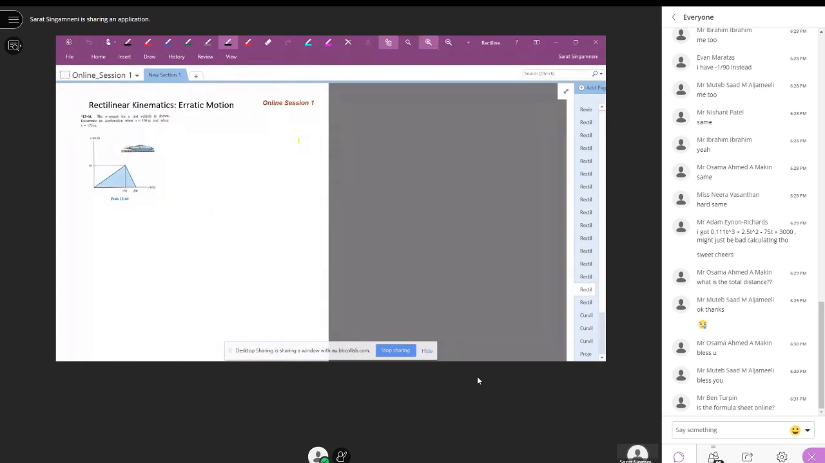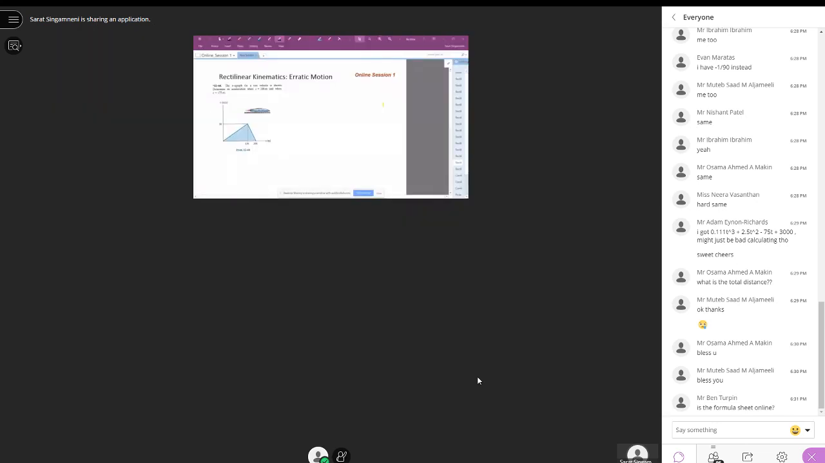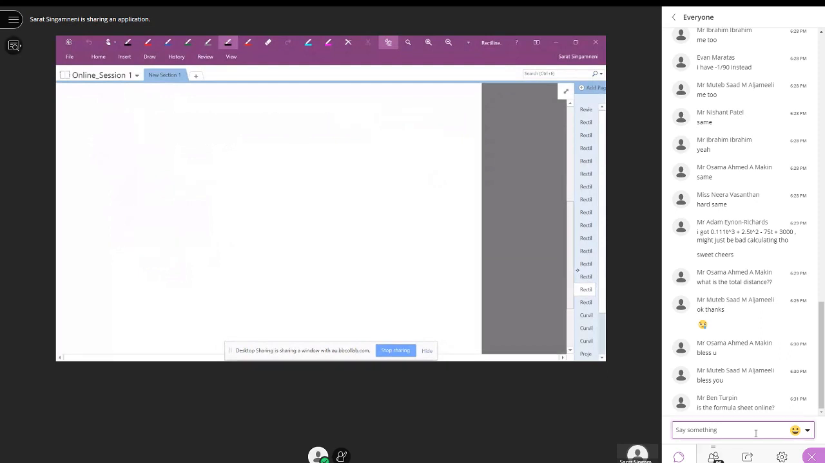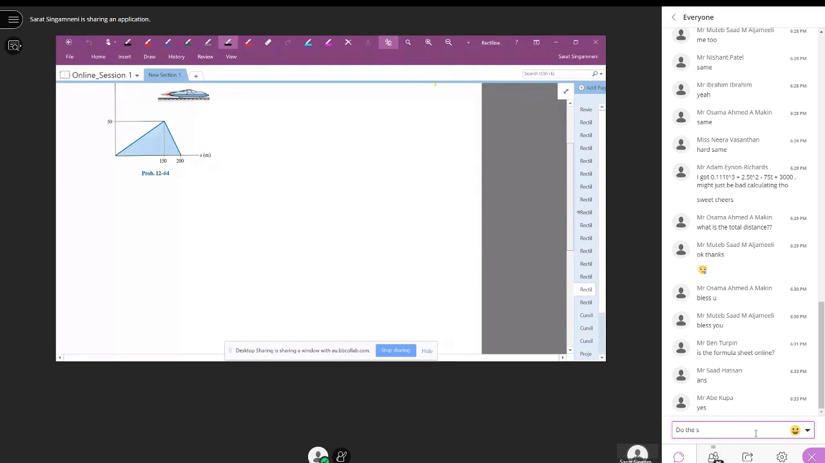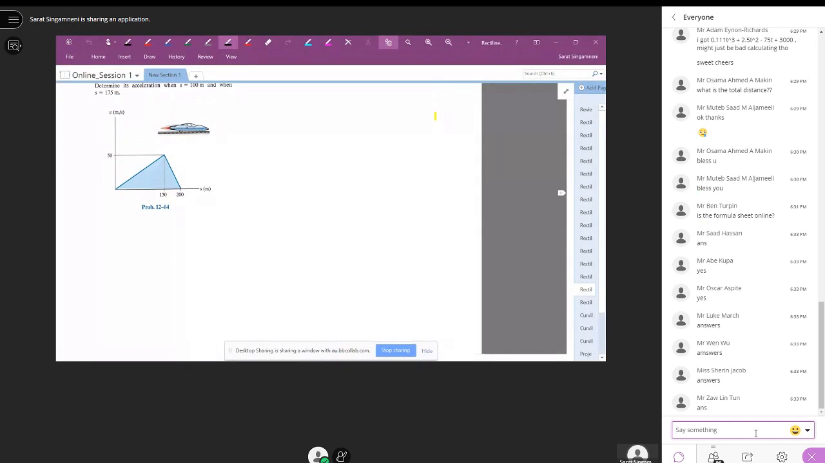This problem is very similar to the previous ones. I'm not going to solve this also, but I'll give you an answer for this so that you can try on your own. Do you want me to give the solution or should I just give the answers? Quickly say yes or no. Okay, I'm giving the answers. You know how to solve it.